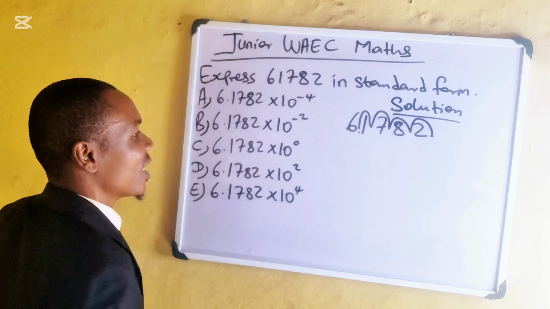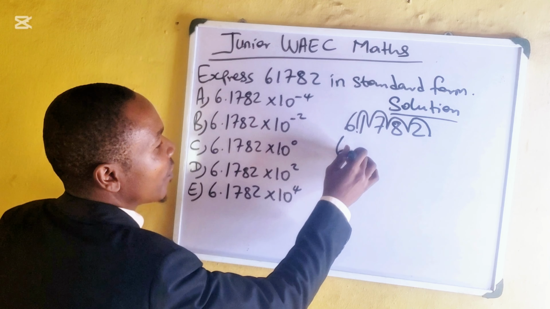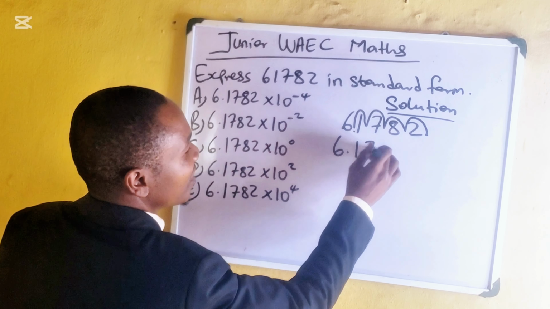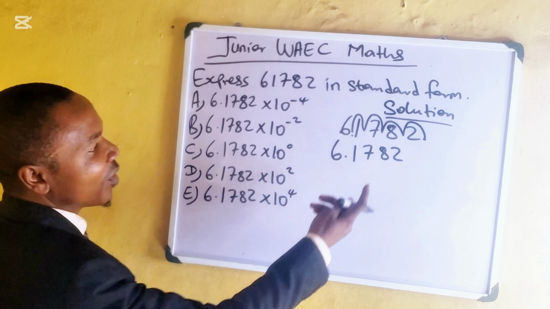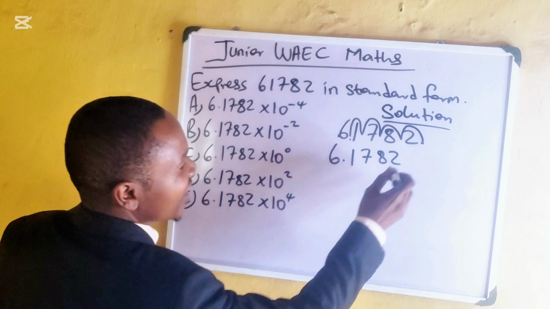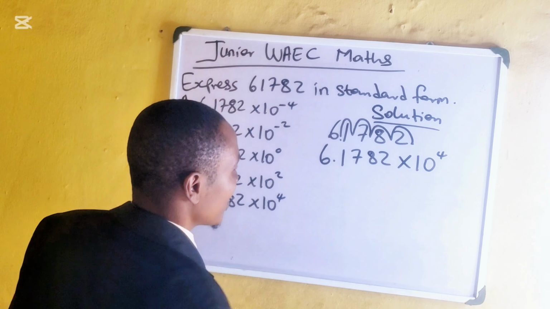So look at it here. It's now here. So now you have 6 point, because the decimal point is here now. So we have 1, 7, 8, 2. Can you see that? Then you count the number of steps taken. We took 4 steps. So we say times 10 raised to the power what? 4. Can you see that?